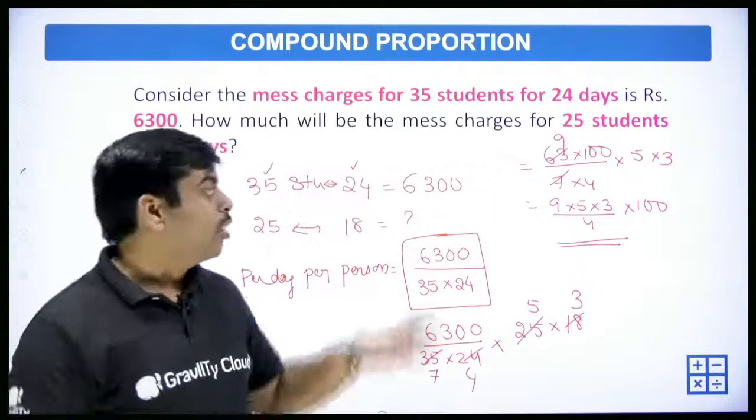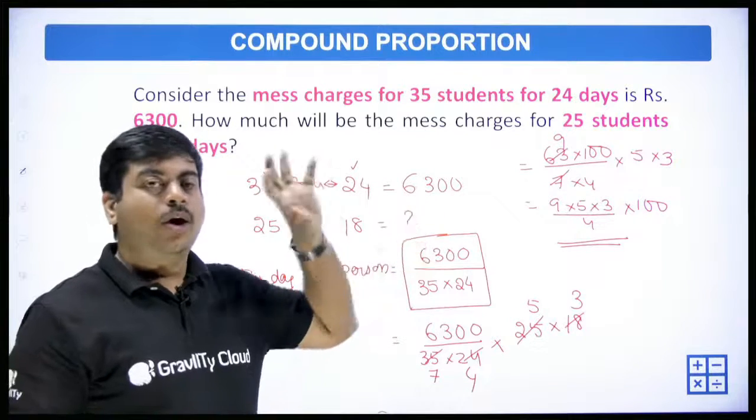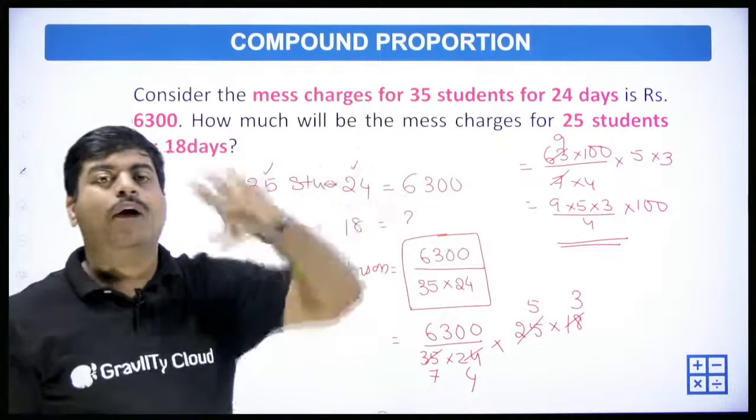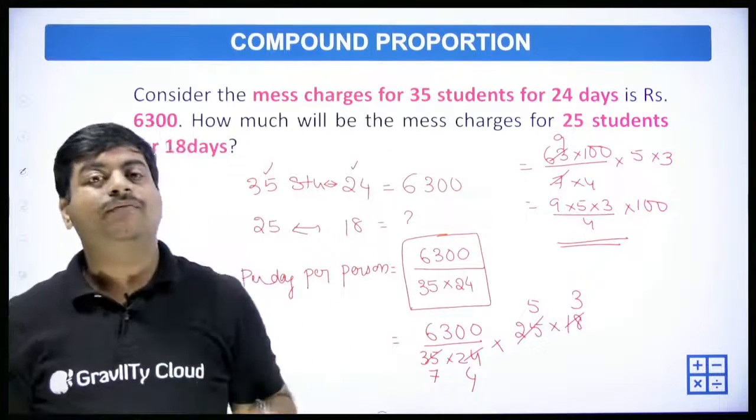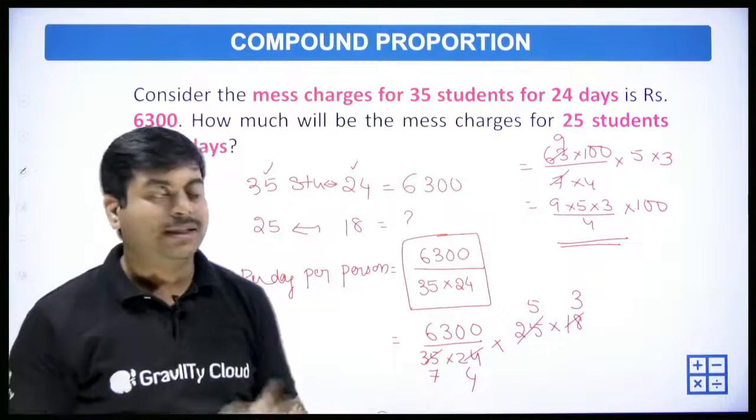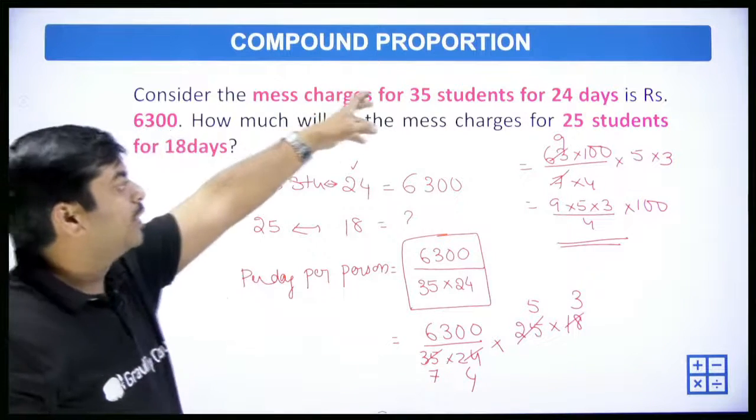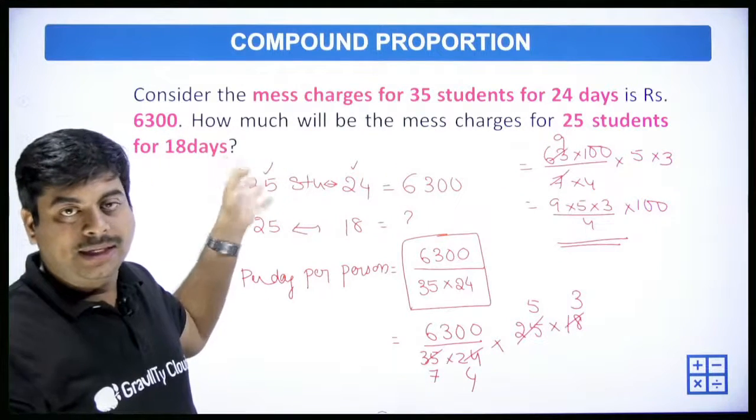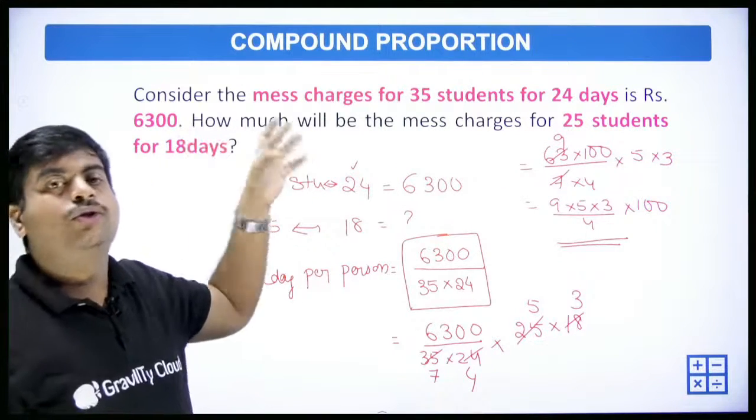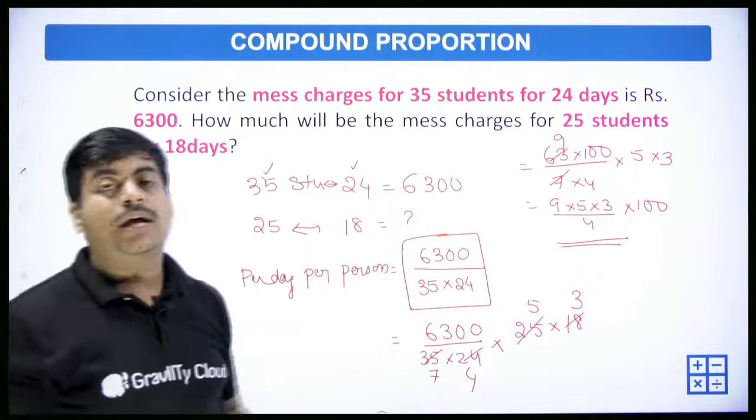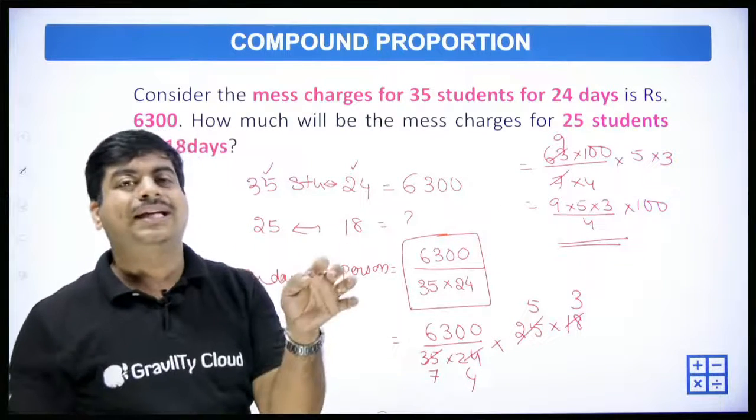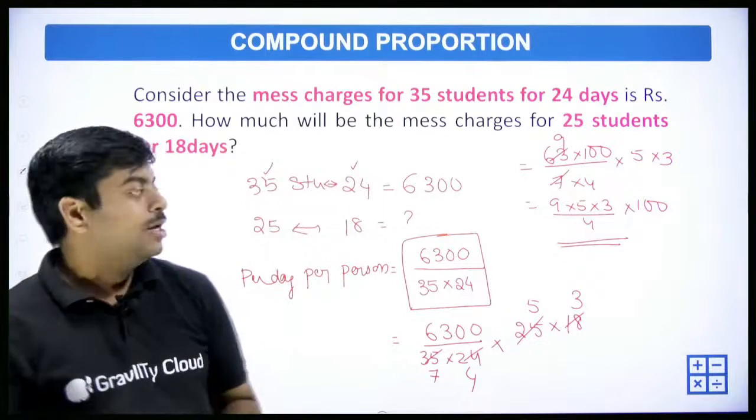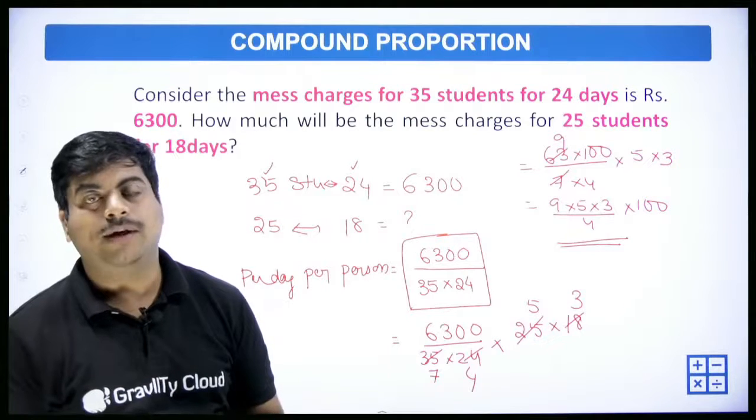So what's going on in compound ratio? We are not having one quantity, we are having multiple quantities. One may be in direct proportion, one may be in inverse proportion. That we need to understand. See here, as students decrease and the days are also being reduced, definitely the amount should also be reduced. That means one quantity is in direct proportion with the other two, right? So whatever answer you get, that will be your final answer.